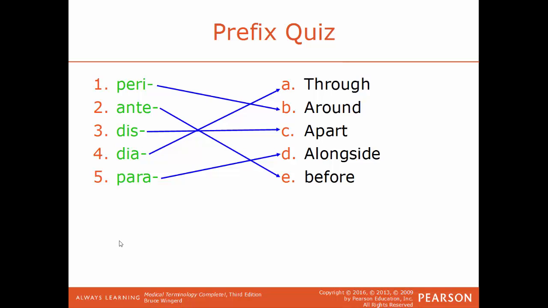Again, like we talked about in our previous videos, it's going to be almost impossible to list every single possible prefix that exists, or every single suffix that exists, but the ones that we covered in this video are going to be very commonly seen in normal medical practice. Alright, that brings us to the end of chapter number 3.